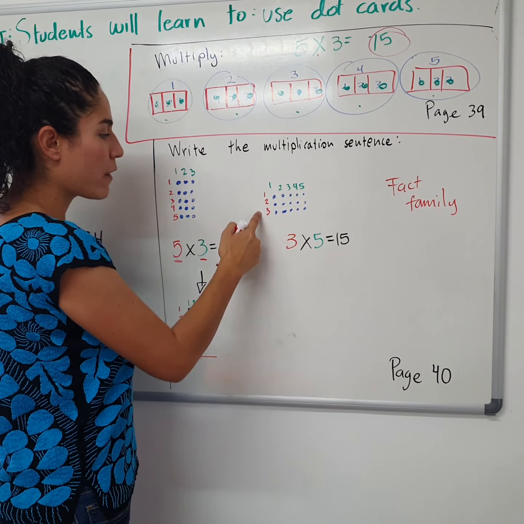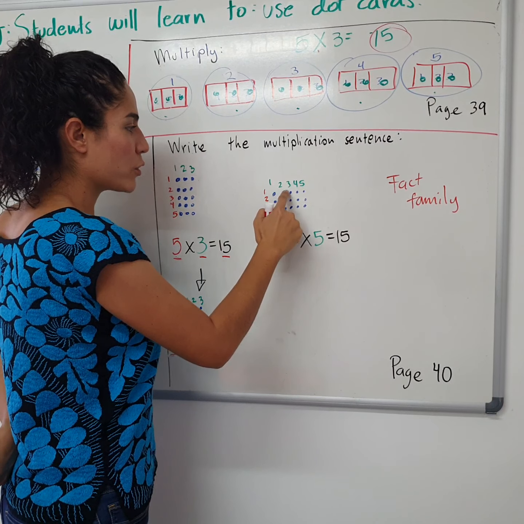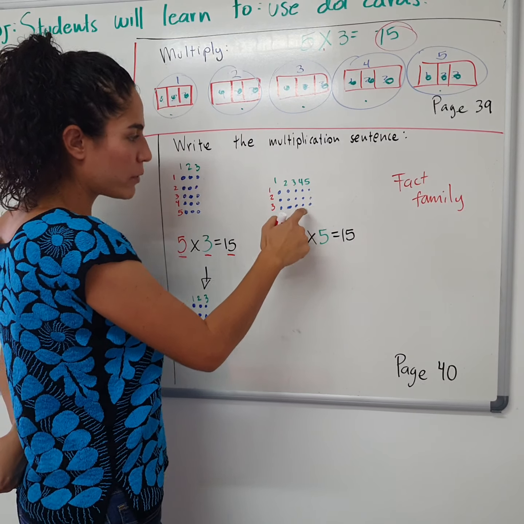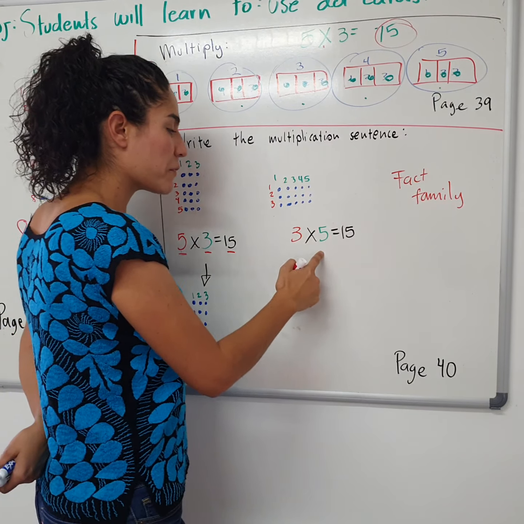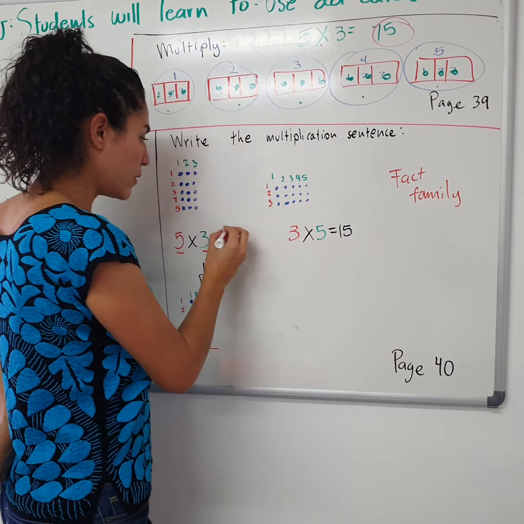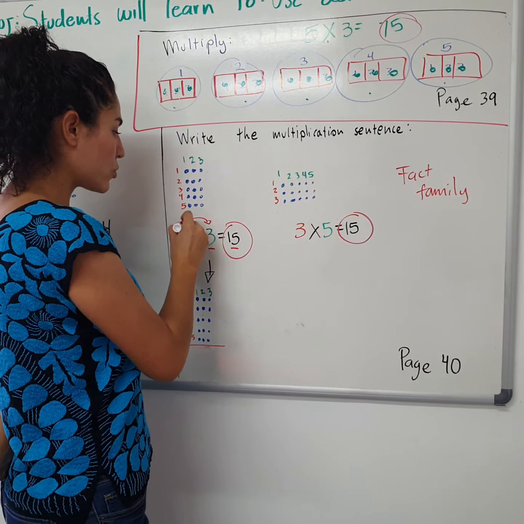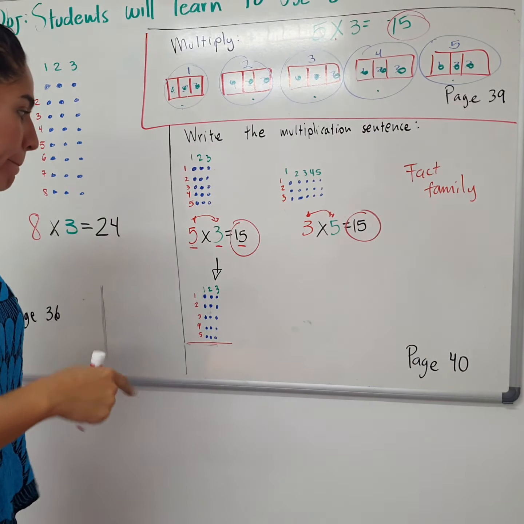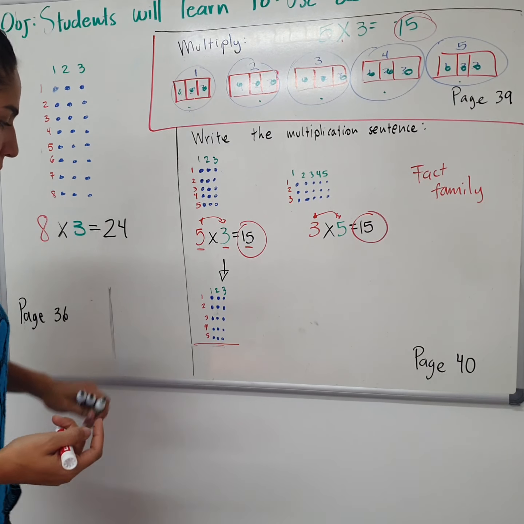And I'm going to have 3 groups of 5 in this case. 1, 2, 3, 4, 5. That's my group number 1. 1, 2, 3, 4, 5. That's my group number 2. And 1, 2, 3, 4, 5. That's my group number 3. 3 times 5 equals 15. So my result is the same. The numbers just switch places.